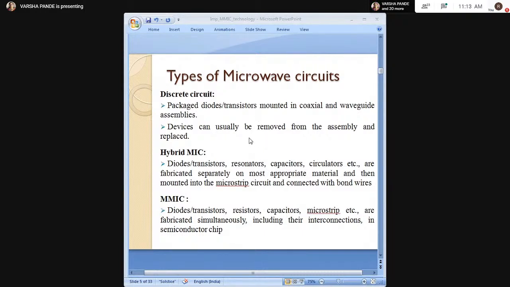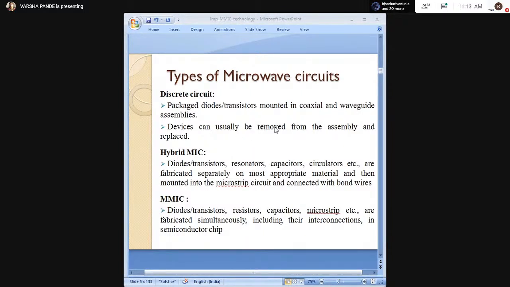And again, as we know, for discrete circuits, a large number of components are placed on the printed circuit board, the PCB we have designed, where the different components for any circuit are placed. For this, the power requirement is also high.